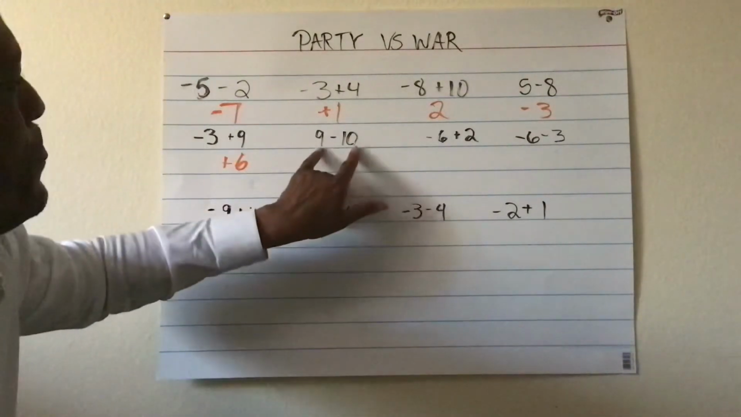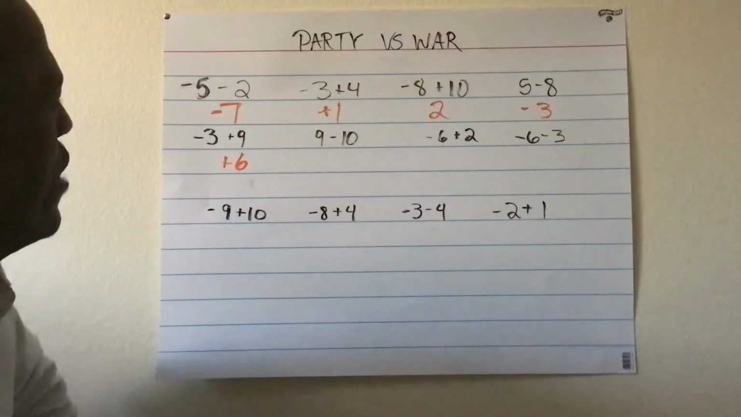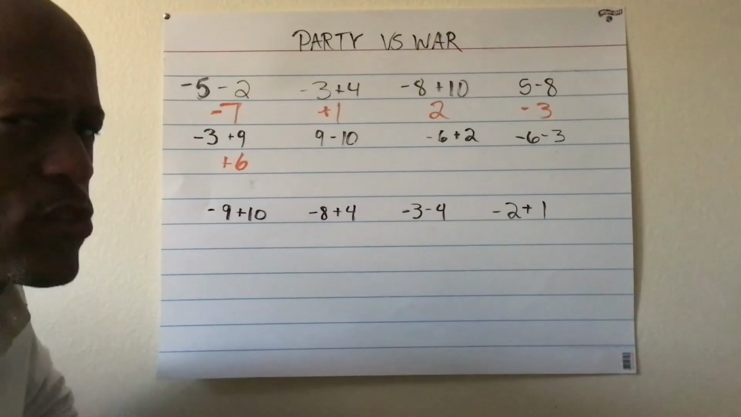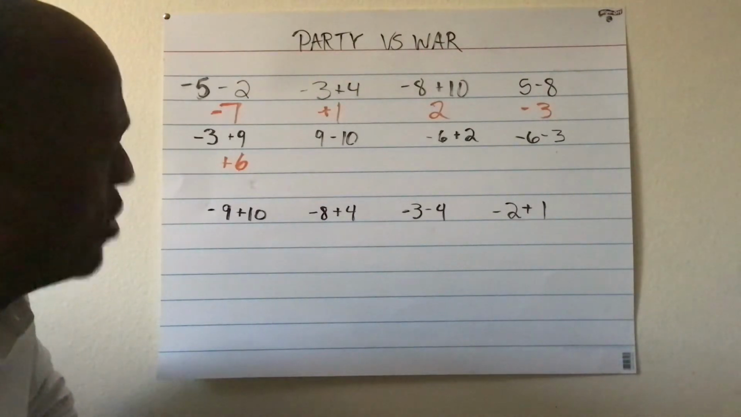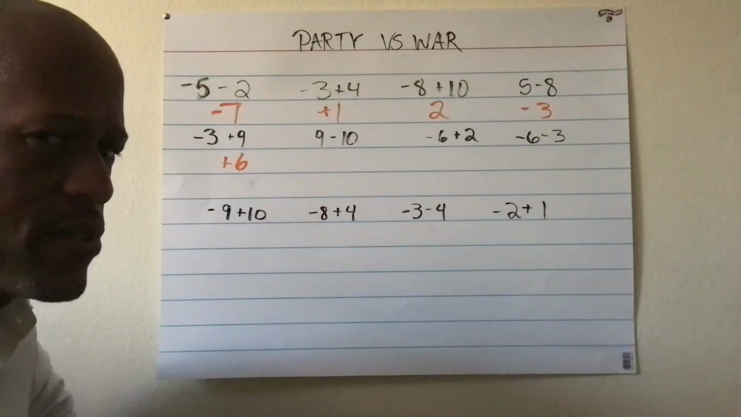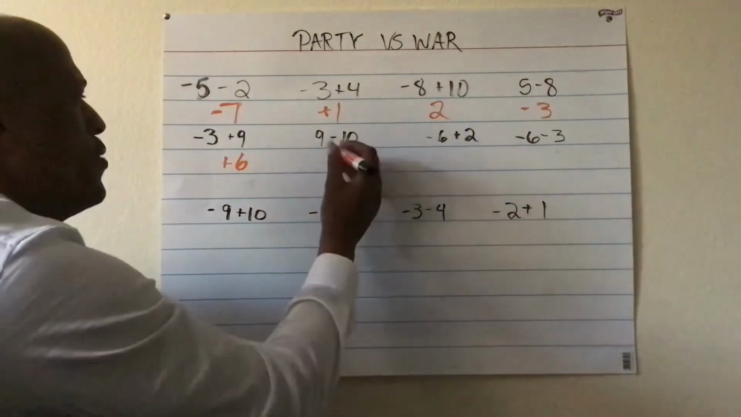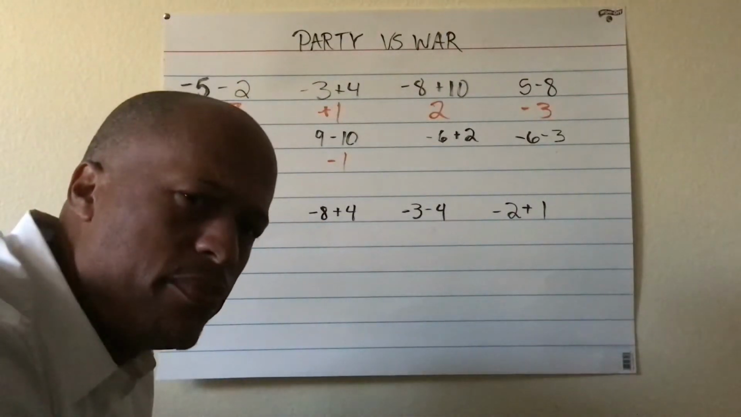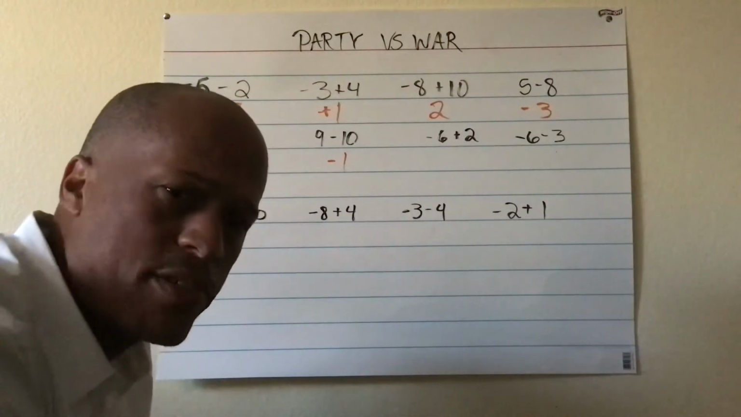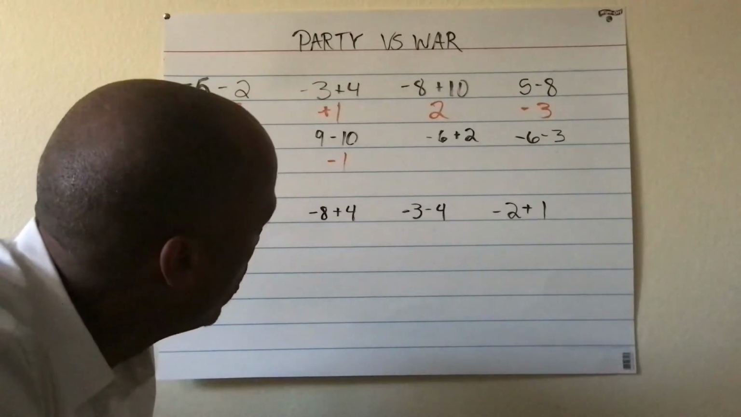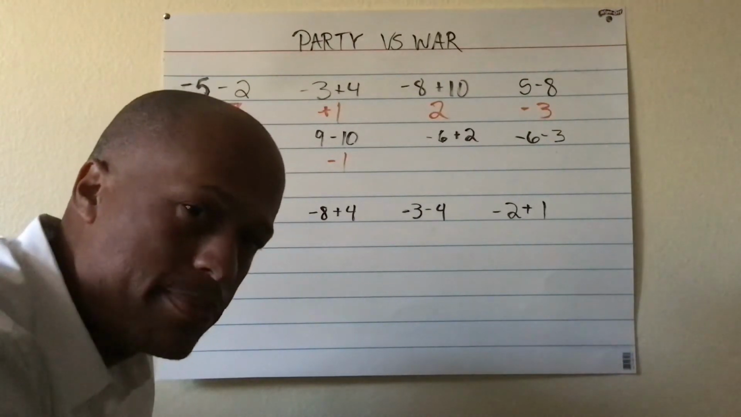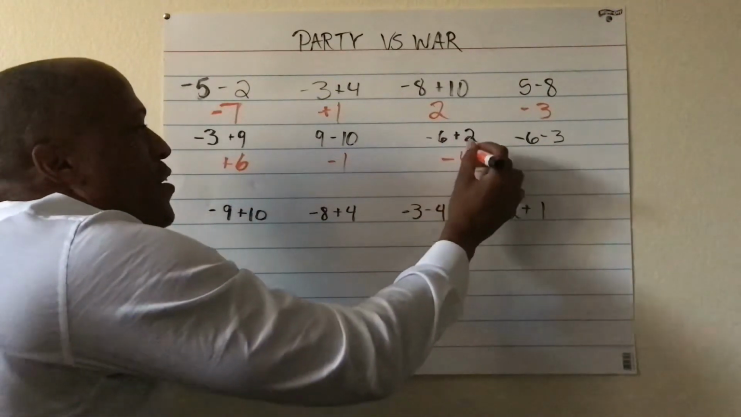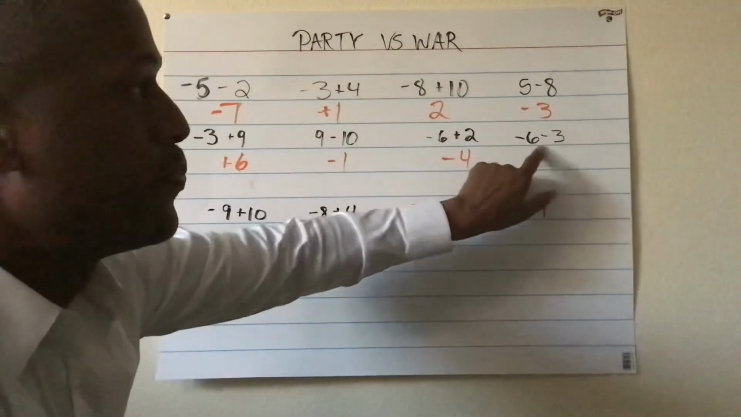Next one. Party or war? I have 9 minus 10. This looks like a war. Who wins the war? Negatives or positives? Negatives, yes. How much do they win by? 1. Okay, -1. Next one here. Party or war? War. Who wins the war? Negatives or positives? Negatives. And by how much do they win by? That's right, 4. -4.